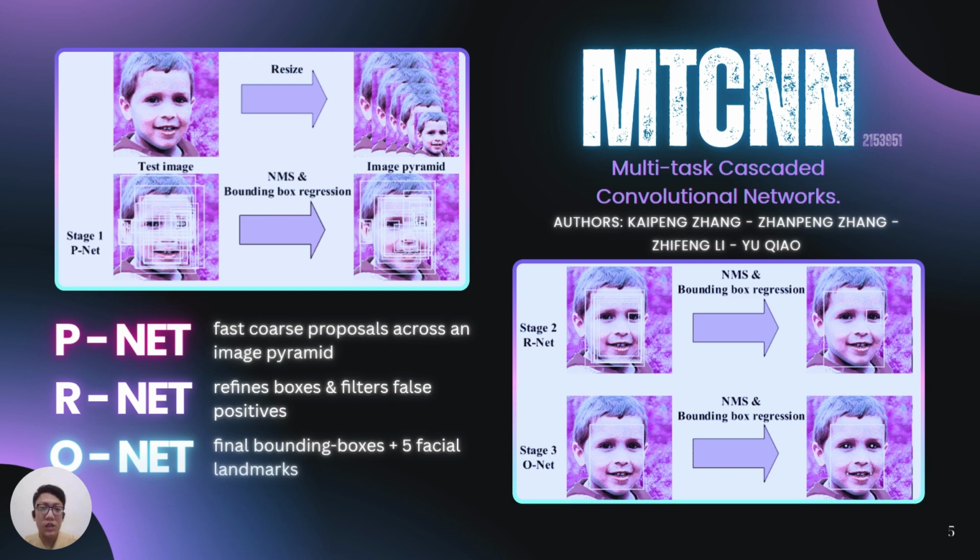Then we move on to the next step, which we call the RNet. This step will use NMS to clean up all the abandoned bounding boxes and keep as few bounding boxes as possible. And then in the final stage, the ONet, the NMS will be used one more time to keep only one bounding box and start to recognize five facial landmarks for further recognition.